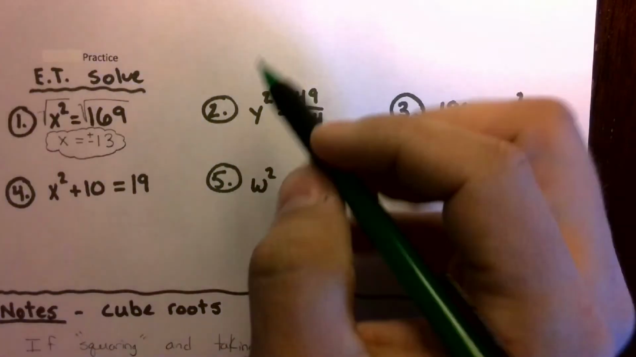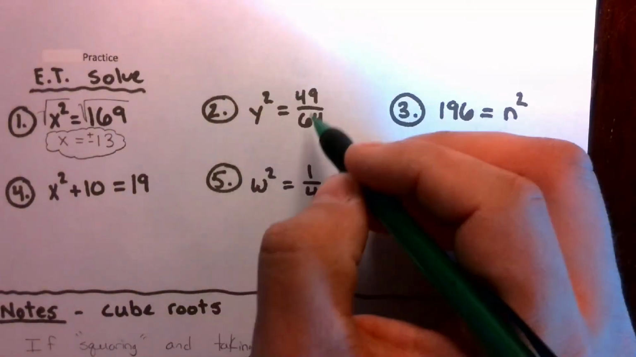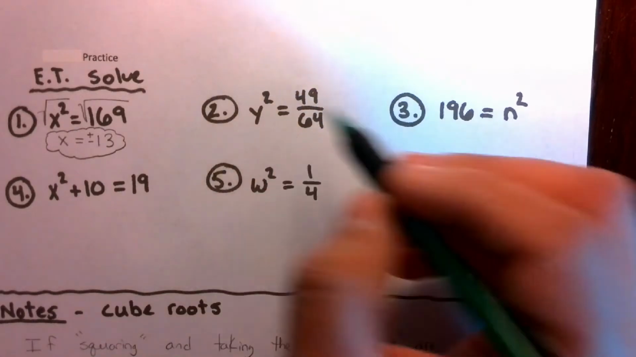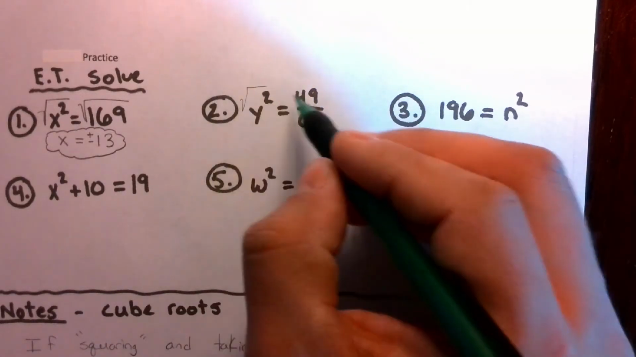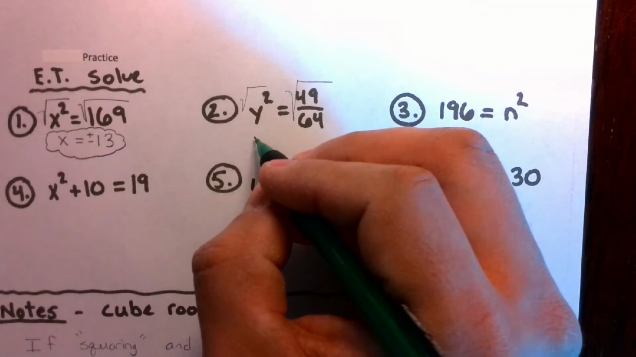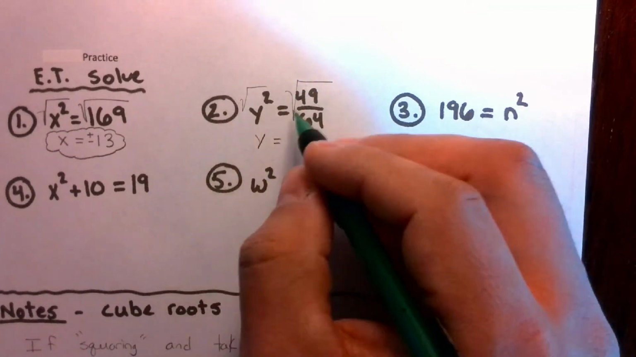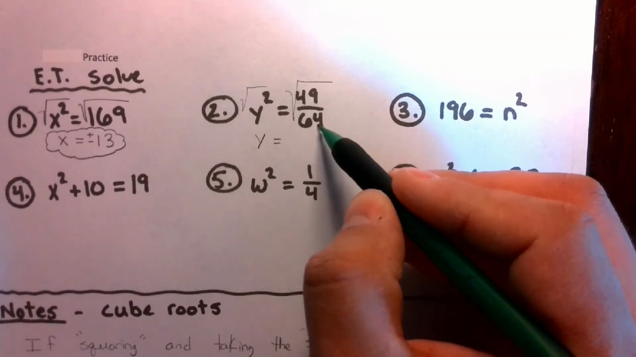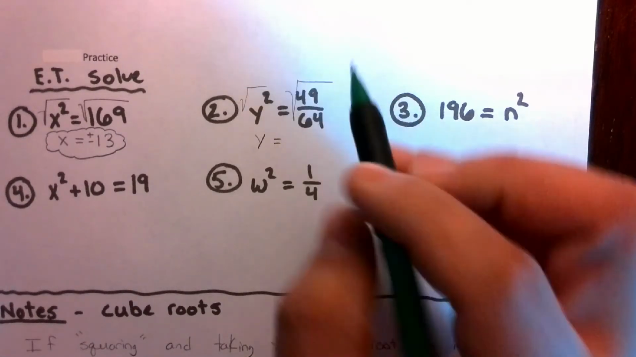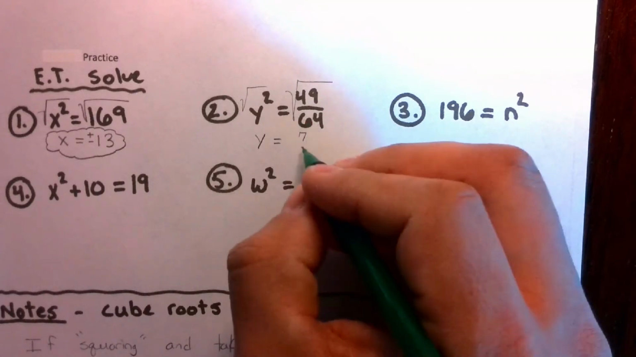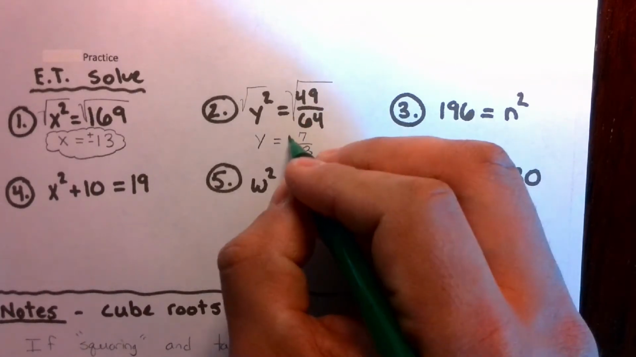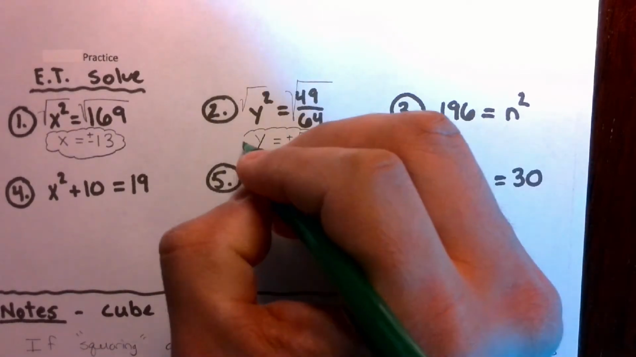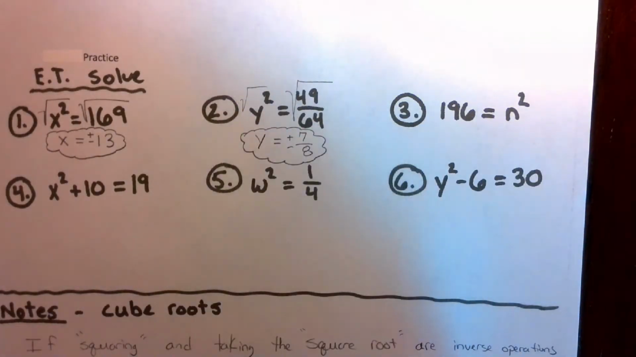Number 2, y squared equals 49 over 64. Again, the only thing bothering the y is the exponent of 2, so the opposite of squaring is square rooting. When we square root a fraction, you can think of it as the square root of the numerator divided by the square root of the denominator. So the square root of 49 is 7, the square root of 64 is 8, and we're going to have our plus or minus sign, so it's plus or minus 7/8 for our answer for number 2.